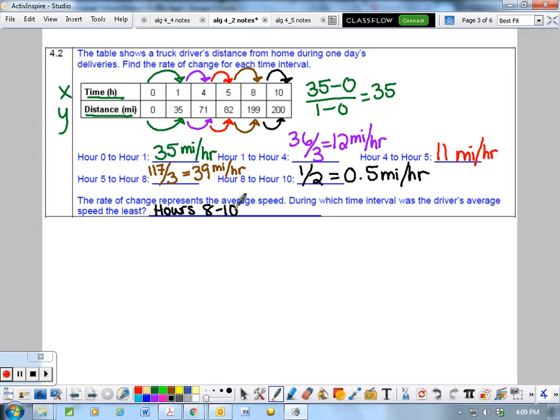Because driving half a mile an hour, not very fast at all. Okay.